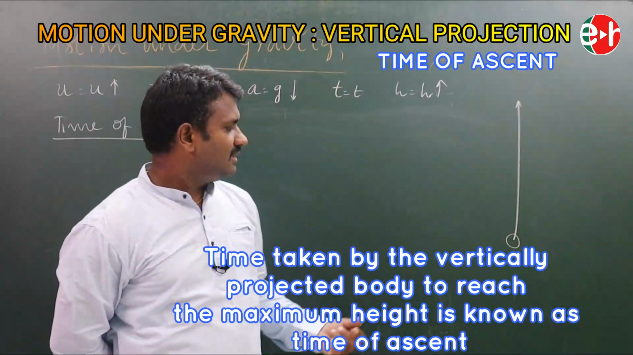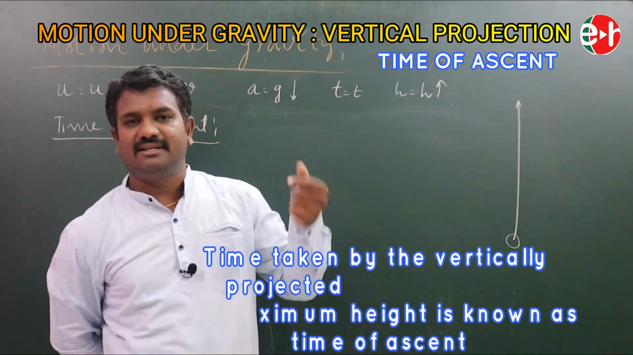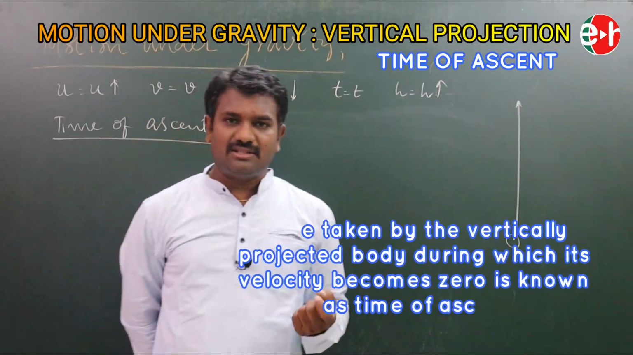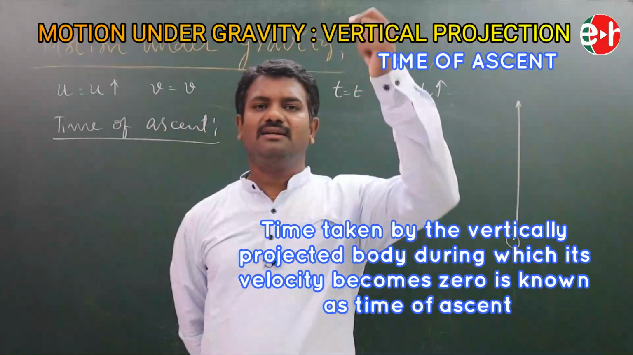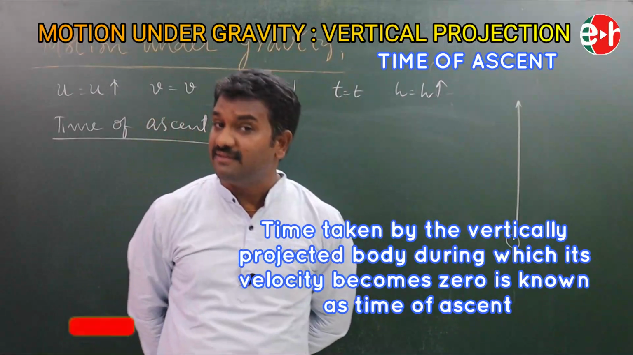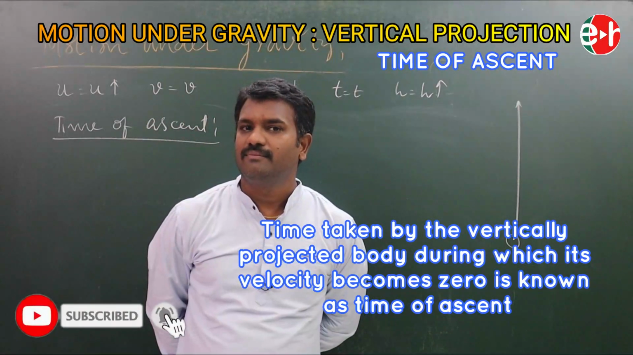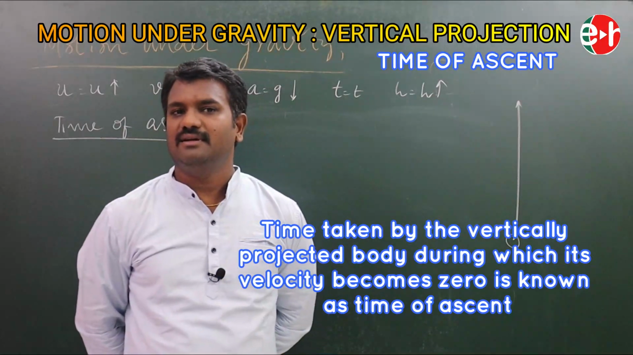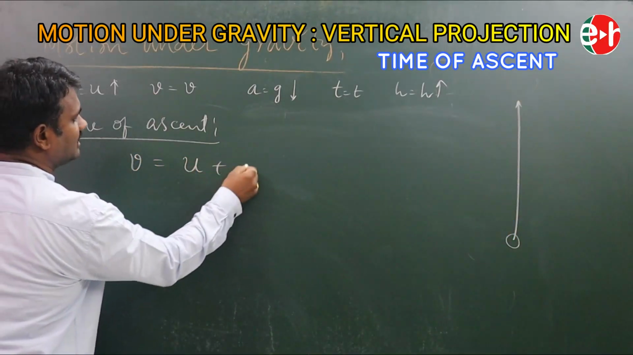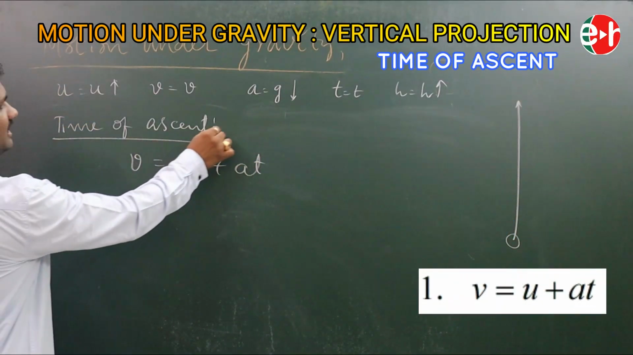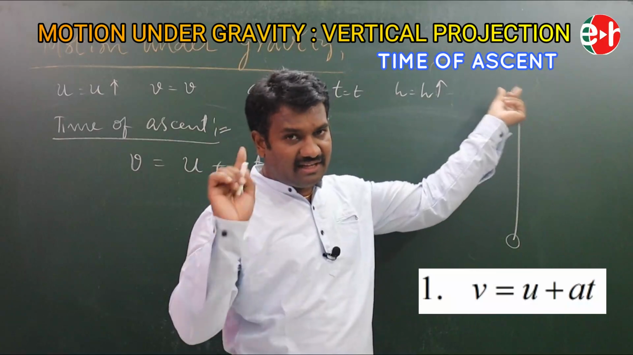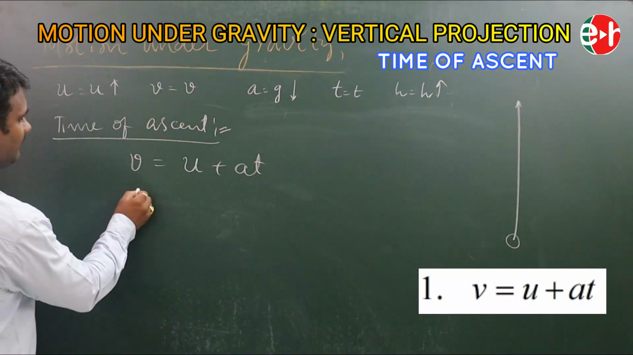The first definition is the time at which it reaches the maximum height is called as time of ascent. Second definition is the time at which its vertical velocity becomes zero is our time of ascent. From our first equation of motion, v equal to u plus at. So as to find the time of ascent, the velocity must be zero. The time at which the final velocity becomes zero is our time of ascent.